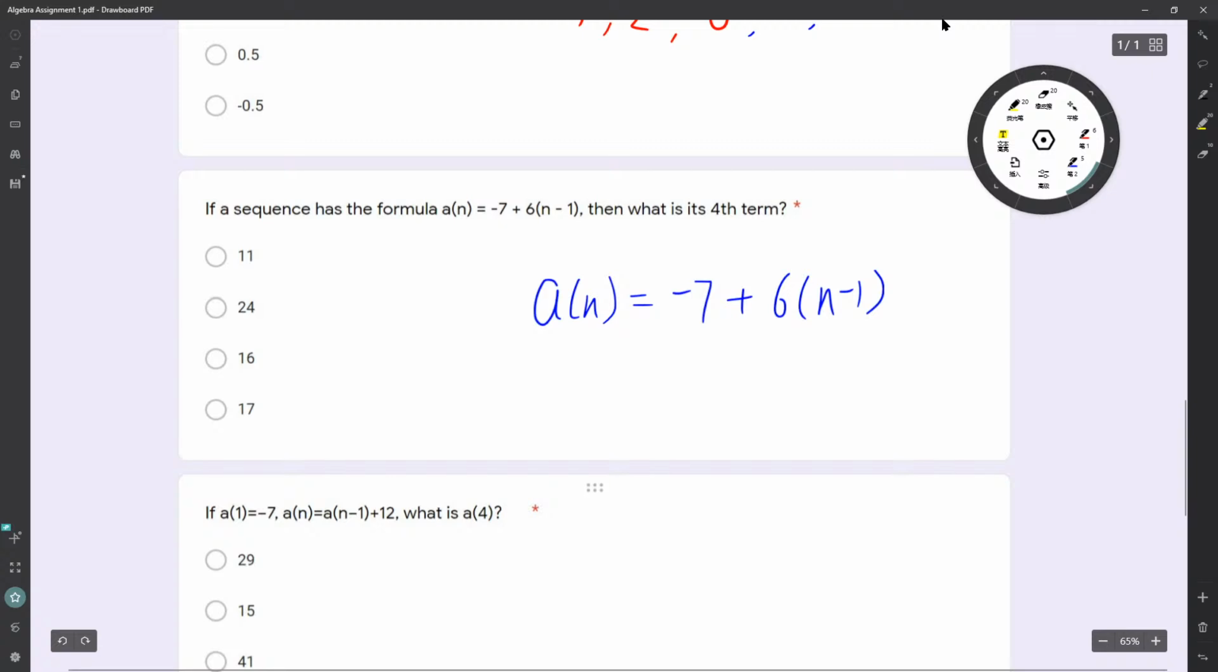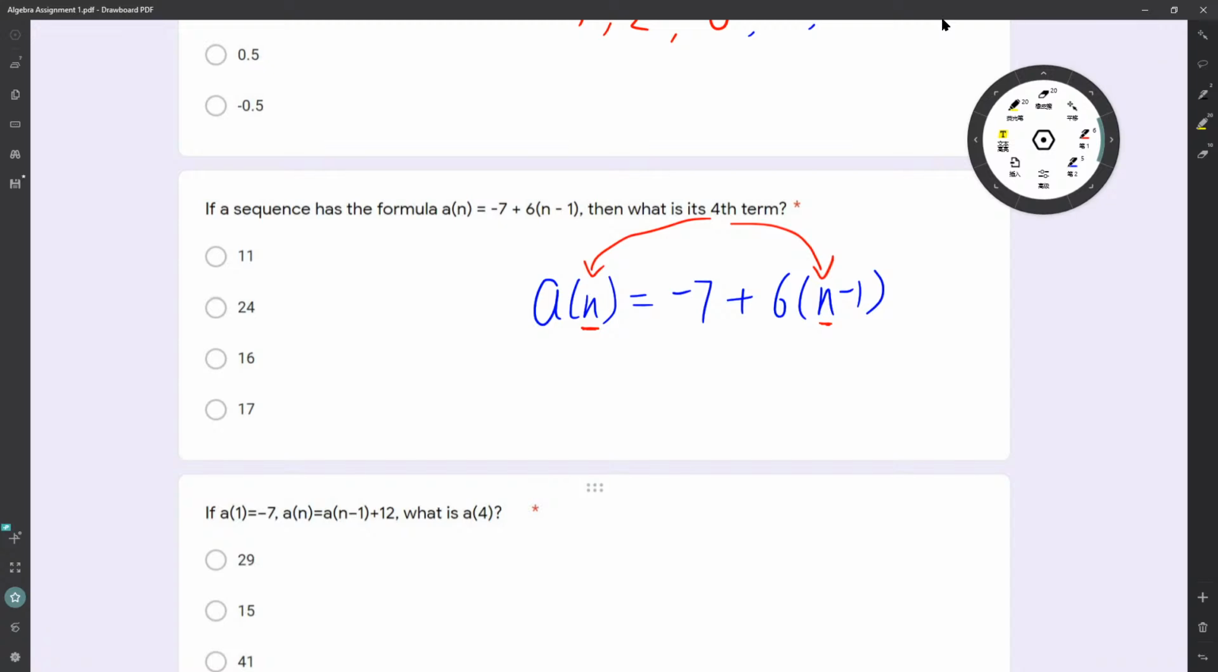To do this, we have to understand when we use n, a letter like this, what does it mean? It means the n is changing. It can be first, second, third, or fourth, or whatever. So when you need to look for the fourth term, you just plug the value of 4 into every place where there's an n. So we're going to use 4 to replace n.